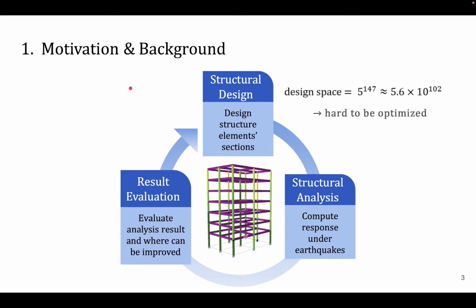In structural engineering, structural design is to decide what sections the beams and columns are going to use, like the middle figure shows. It is an iterative process where we start from giving a design, then we perform the analysis of the design. After that, we evaluate the design based on the analysis result and try to make a better design. However, the design space is very large, making the design difficult to optimize. As a result, in this project, we want to use AI to find an optimal or nearly optimal structure design.